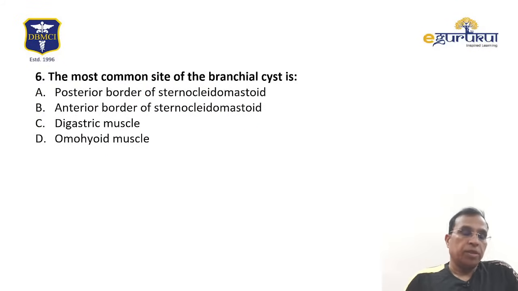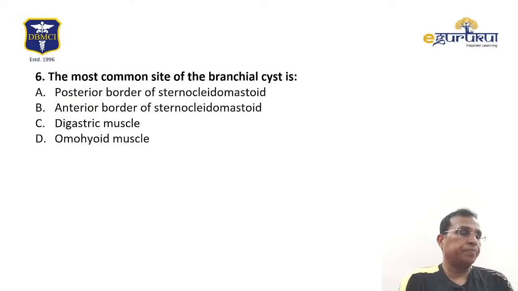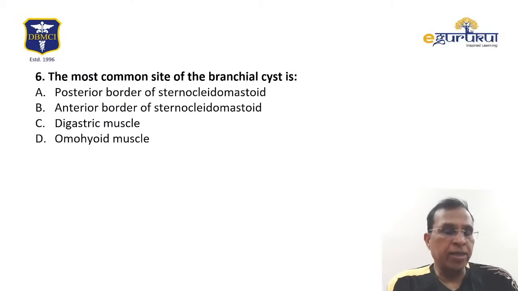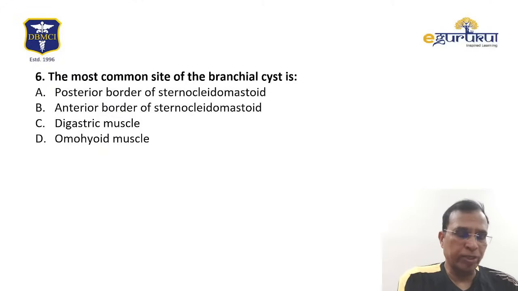Next question, the most common site of branchial cyst: posterior border of the sternocleidomastoid, anterior border of the sternocleidomastoid, digastric muscle, omohyoid muscle. So which is the most common site of branchial cyst? You want to answer this question?